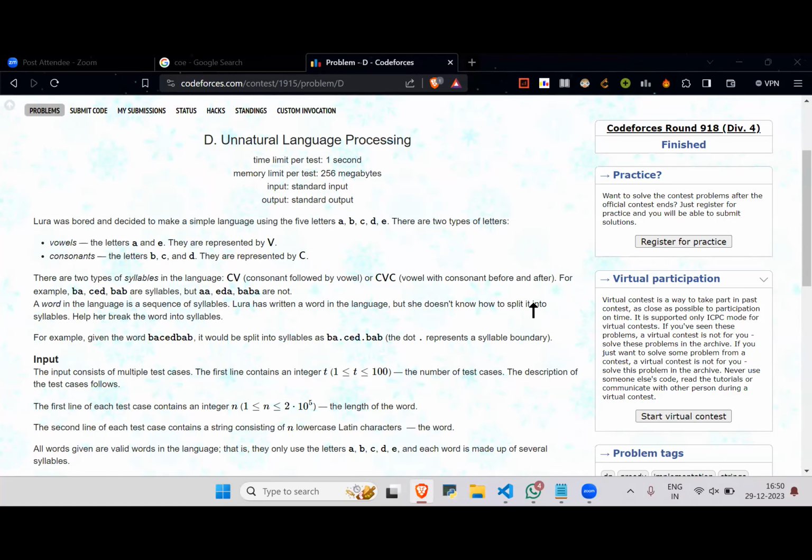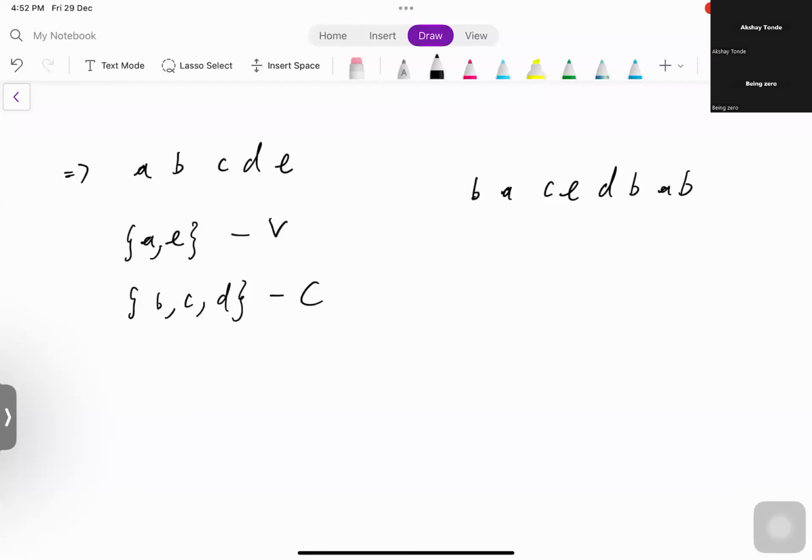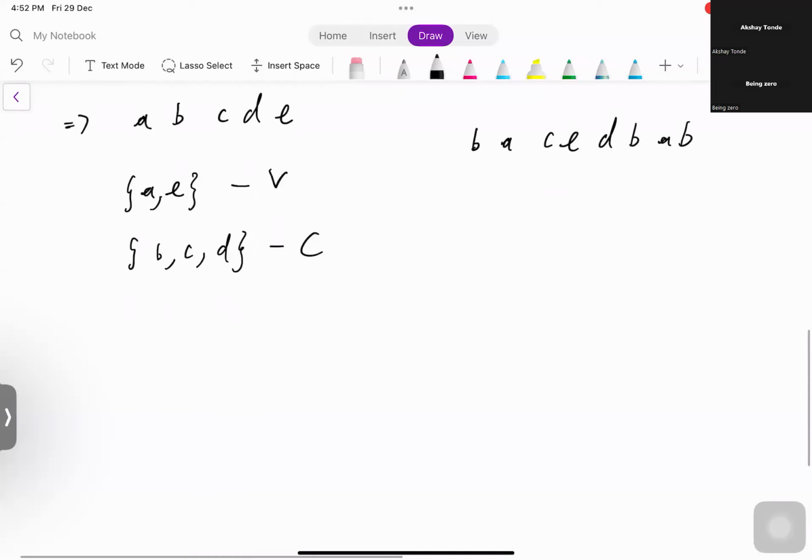The next question of Codeforces Round 918 Div 4 is Unnatural Language Processing. In this question, we have five lowercase characters: A, B, C, D, E. Among these, the vowels are A and E, represented with V, and the consonants are B, C, D, represented with C. A language consists of the following format.